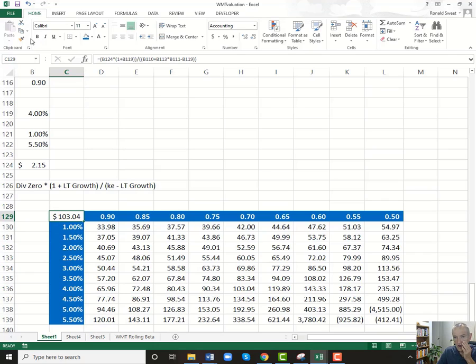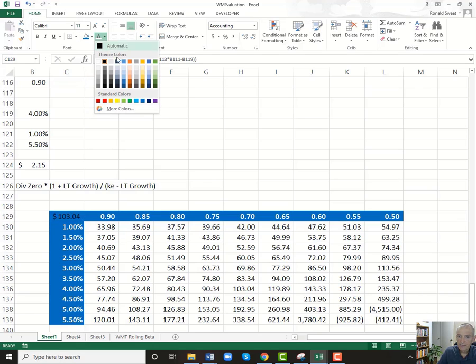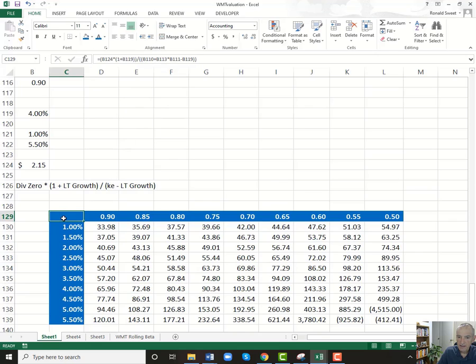And what I like to do on here, so let's just find that base case. And here it is right here. 4% growth, 0.7 beta, 103.04. So that looks good. So we don't really need this number. What we want to do is we can just hide it by making the cell and the text the same color, so that doesn't show up. So now we got all these prices.